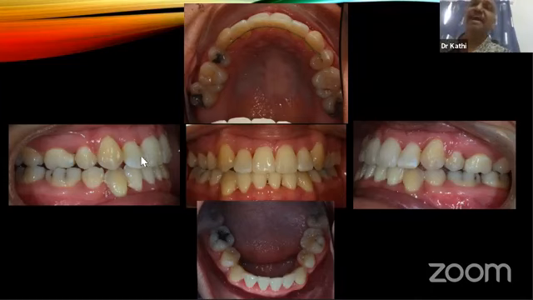So this is just mild class 3. If it's a severe class 3, it will be even more retroclined. And this type of retroclination will have an effect on the gingiva and the future health of the gingiva and the lower incisors.